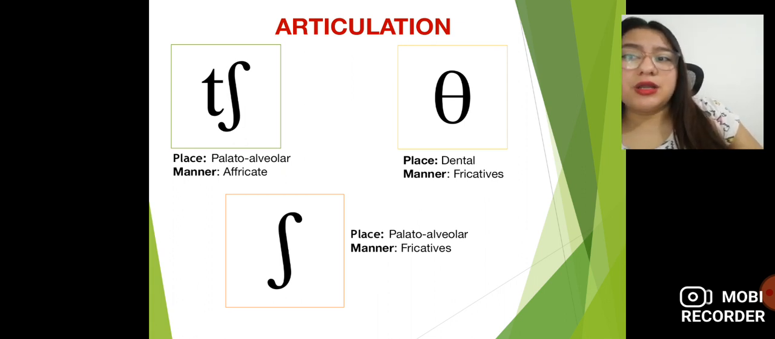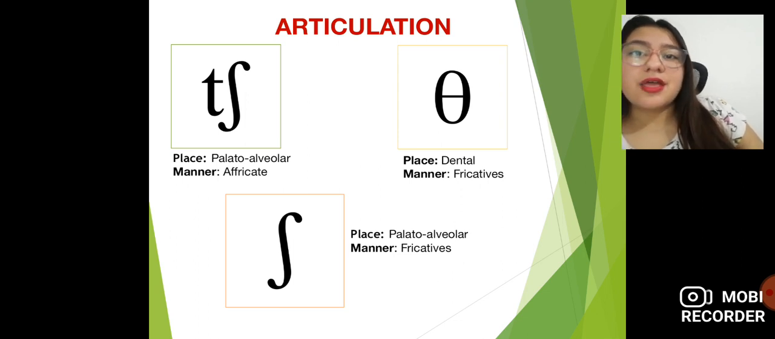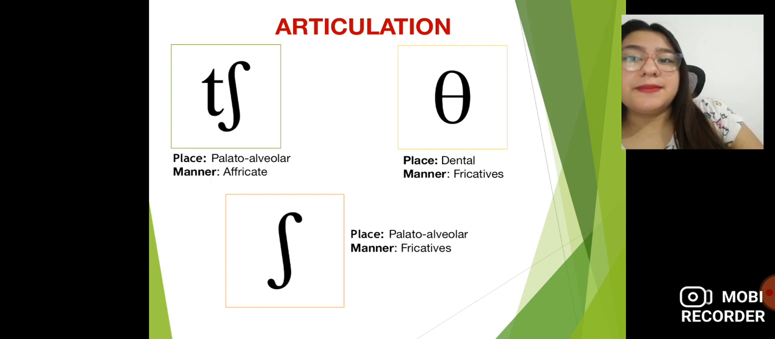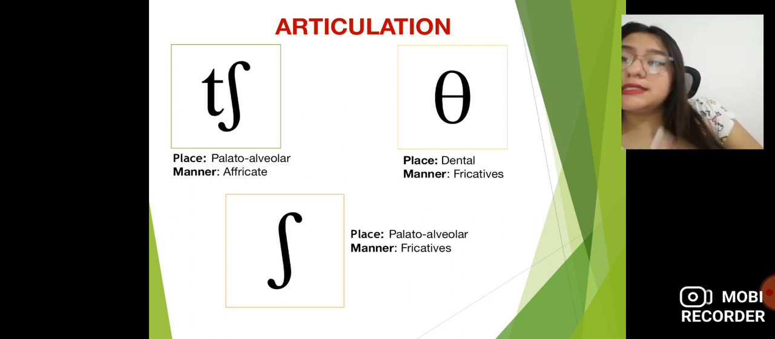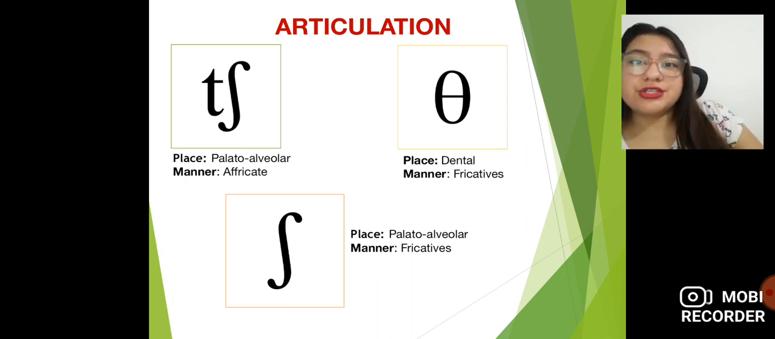Your place: palatal velar and minor affricate. Okay, second consonant, your sound is... and your place: dental and minor fricative. Next consonant, your sound is... place: palatal velar and minor fricative.